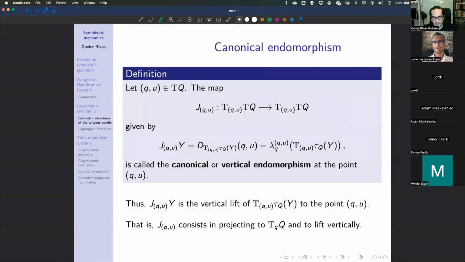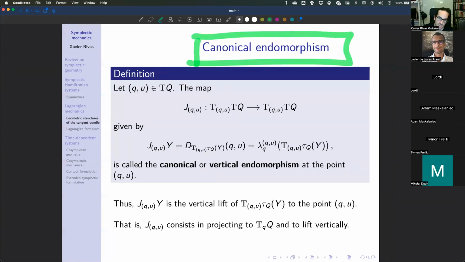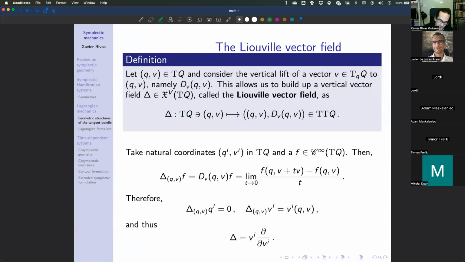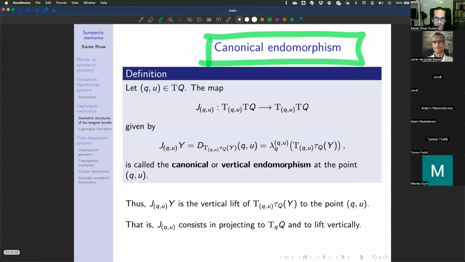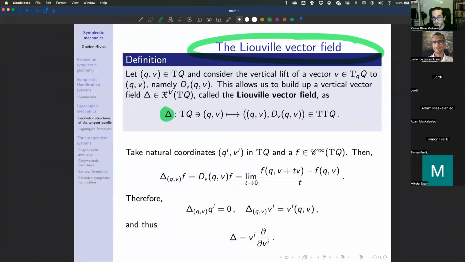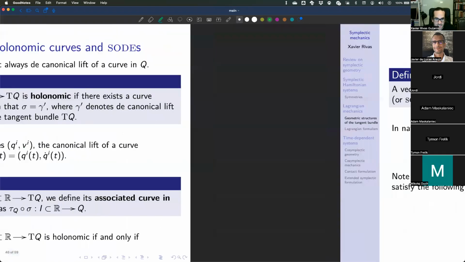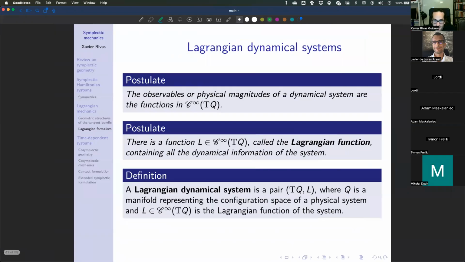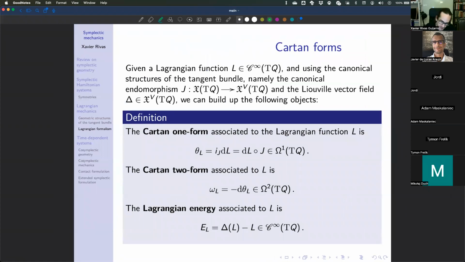So next day, I will begin talking about the rest of the natural structures of the tangent bundle, namely the canonical endomorphism and the Liouville vector field. These two objects will be the ones that will allow me to define these objects. I will show you just in a second, very fast. You will not see anything, but I will show it. This J, this thing here, and this delta, which is a vector field. The other thing is an endomorphism. This is a vector field.